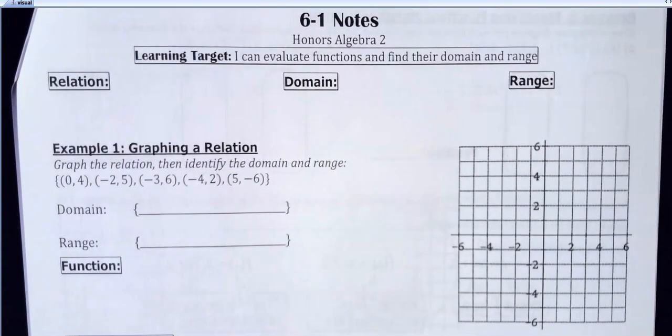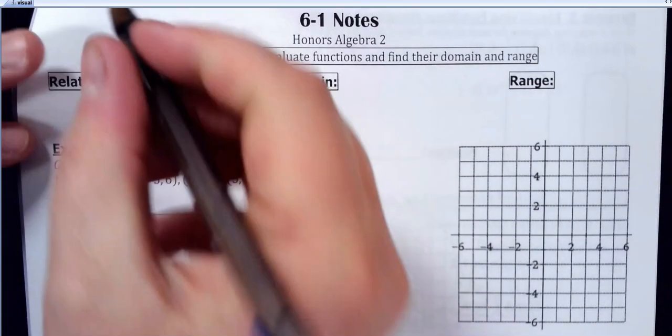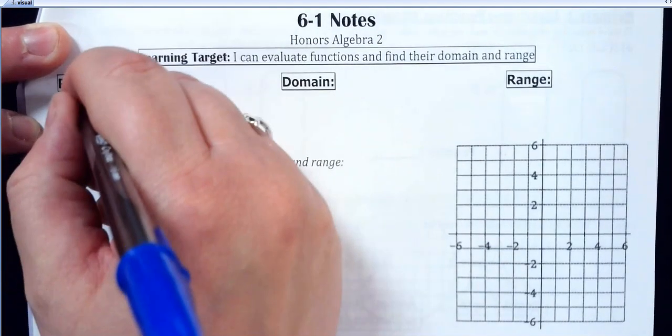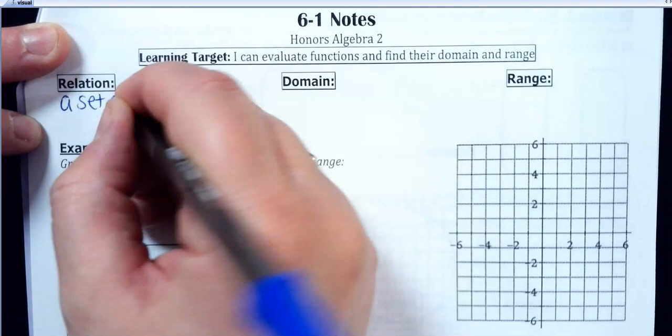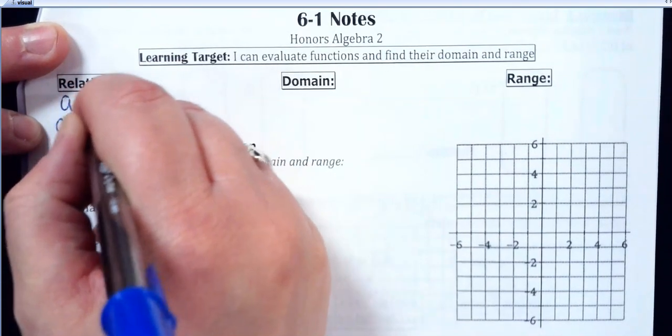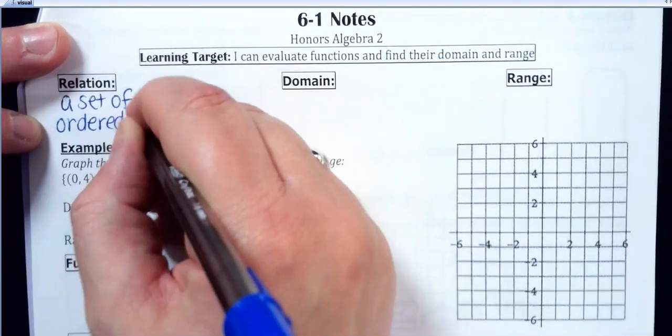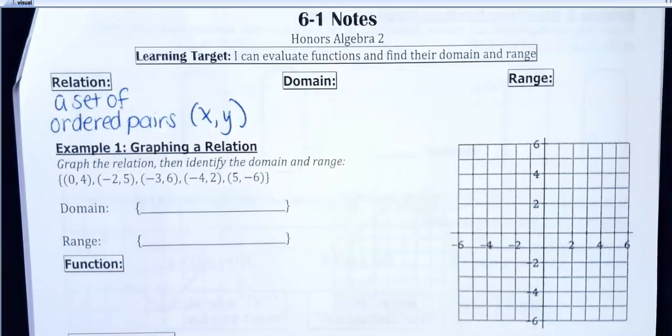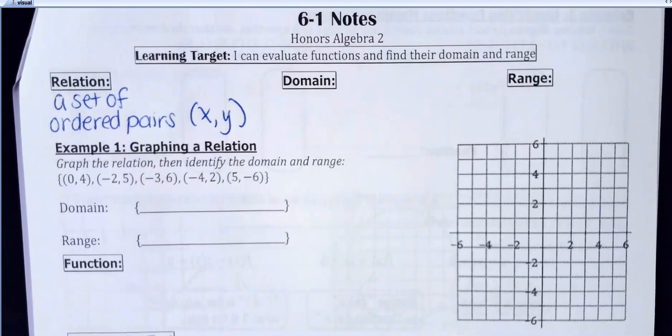Introduction to functions today. Before I tell you what a function is, we have to talk about what a relation is. A relation is literally just a set of ordered pairs, and ordered pairs are literally like points on a graph, like x comma y. If you look down at the example underneath, I've just got a list of points there. So a relation is just a set of ordered pairs.